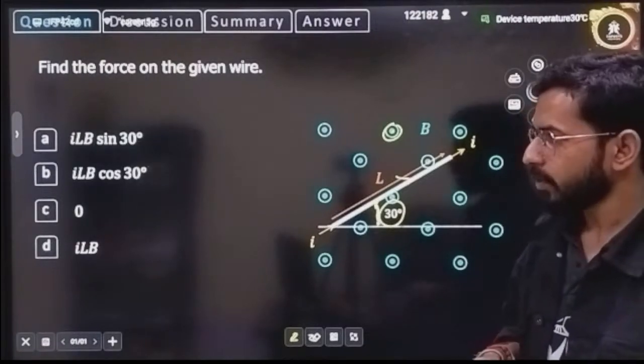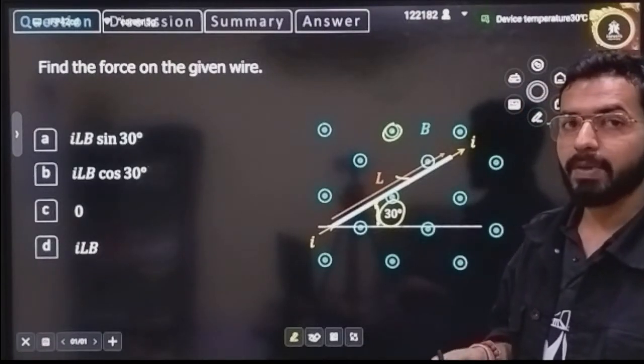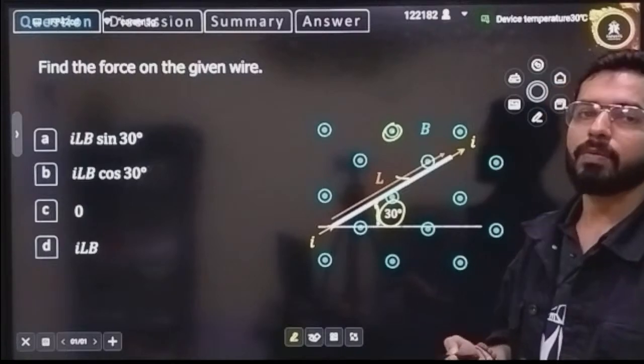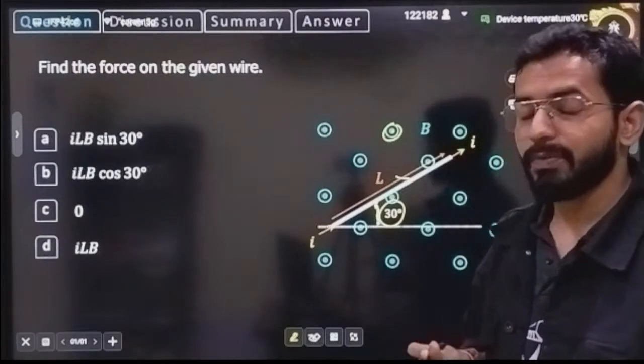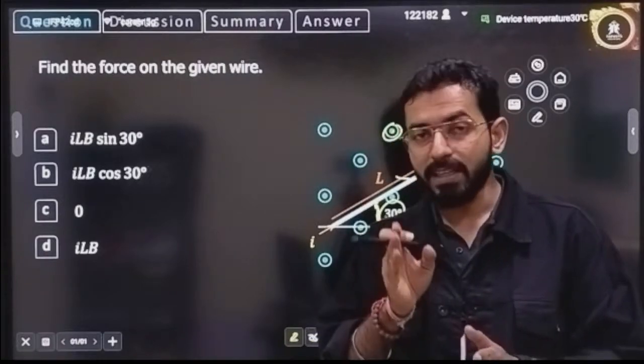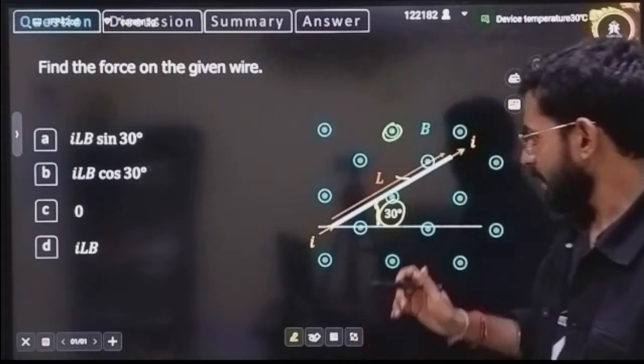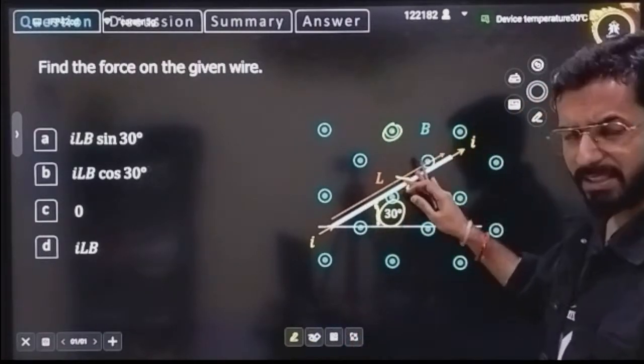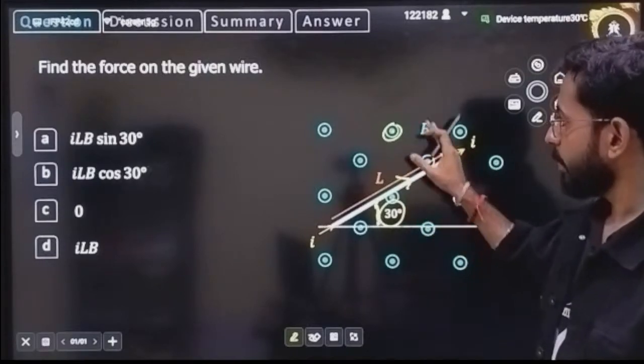I know that even after telling you a lot of things, most of the students will say, sir, I B L sine of 30 degrees. But where will you be making the mistake? Beta, always remember which angle you are writing. You are writing the angle between the current and the magnetic field. Here, this is the direction of the current, any direction, it doesn't matter. But what is the angle with the magnetic field?